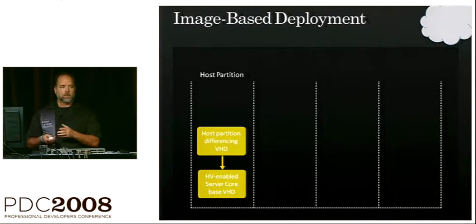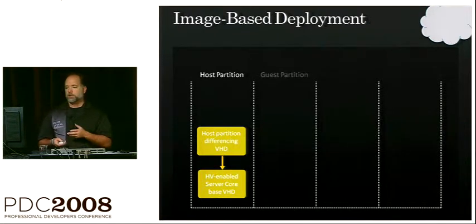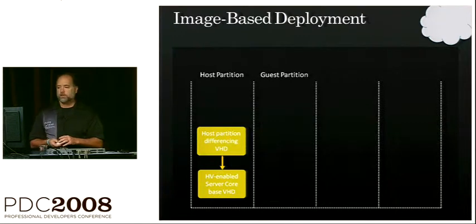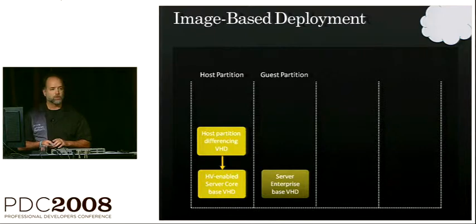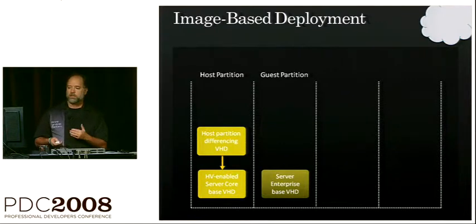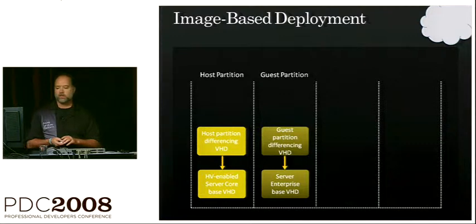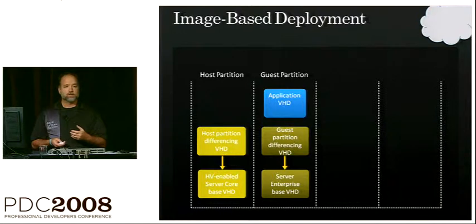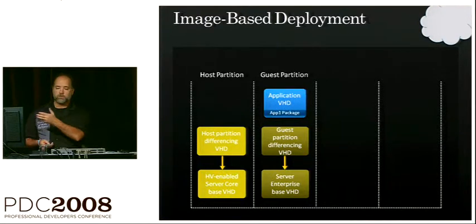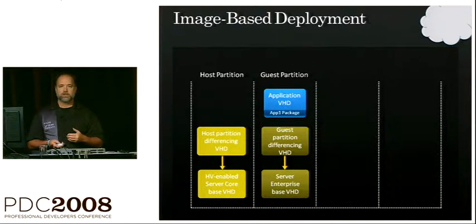Again, an agent inside the operating system speaks to the Fabric controller. The Fabric controller says, let's set up a virtual machine, a guest partition. Again, we download an operating system VHD. For this example, it's a Server Enterprise VHD. We download that VHD. Again, we attach a differencing disk. And this time, we also create and attach an application VHD. You, the application developer, have uploaded a package containing your code into the fabric, and we now download that package to the machine, extract the contents, and start your application.